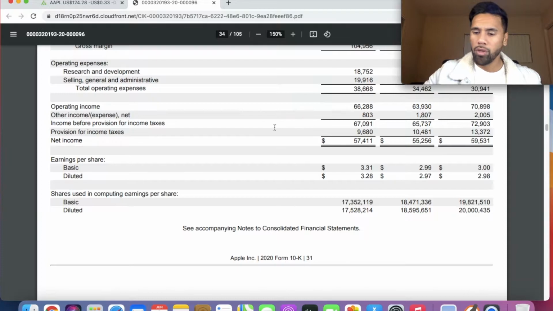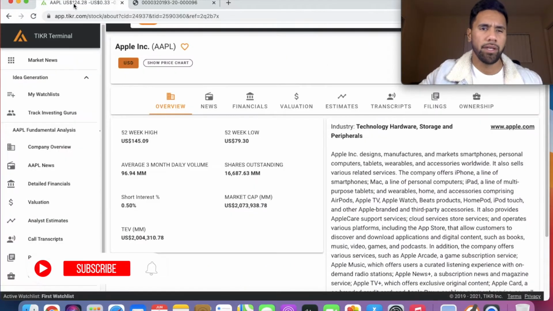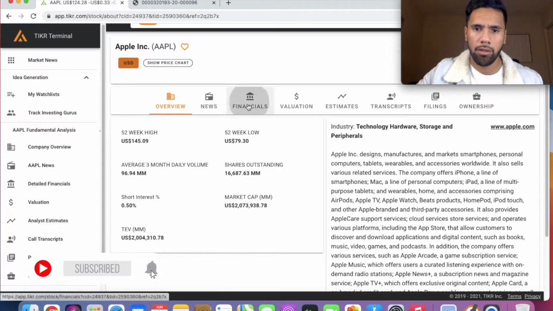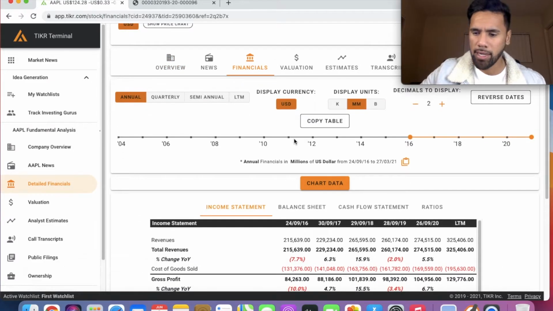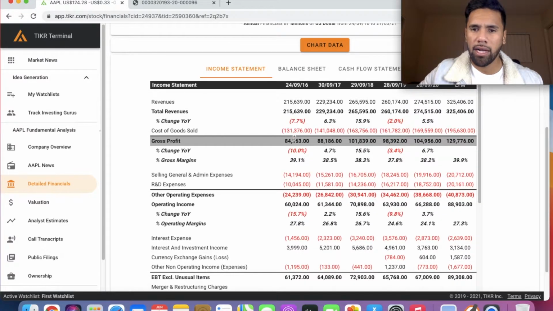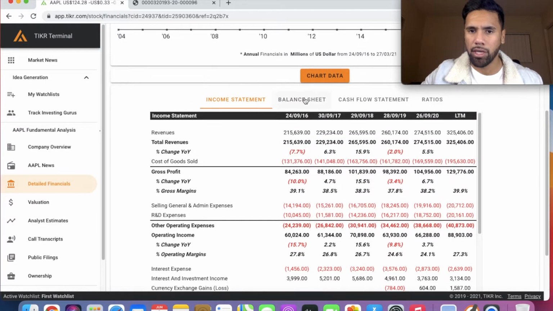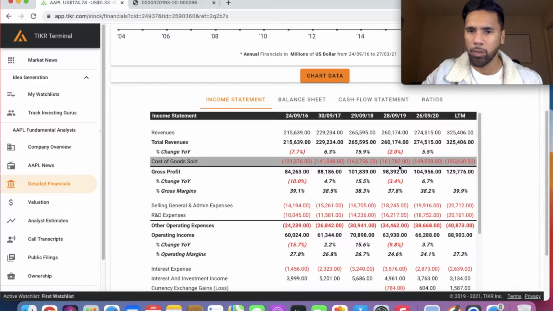Once you've looked at the 10-K, if you really wanted to do a deep dive, you'd go into a website like Ticker. I've got Ticker already opened up here, and if you go into Apple's financials, you see Ticker has a bit more of an in-depth look at the company's financials. For example, now we've got a broader range to look at, from 2016 to 2020.